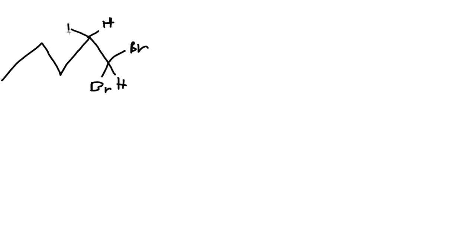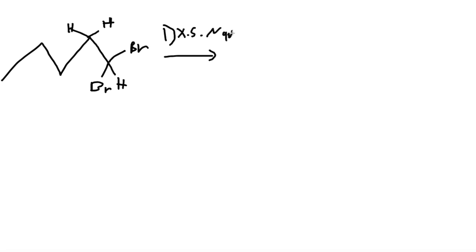Let's do another example. Hydrogen connected over here, and then we have two bromines, and then we have two hydrogens over here. So as you can see, we have three hydrogens here. For this, we would be using excess, so more than one NaNH2, to get rid of the hydrogens and also the bromines.